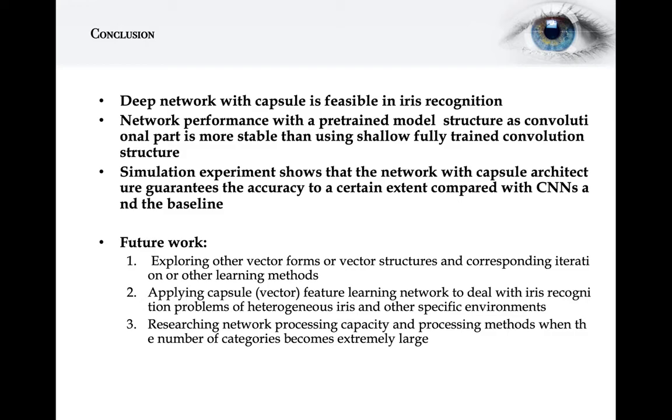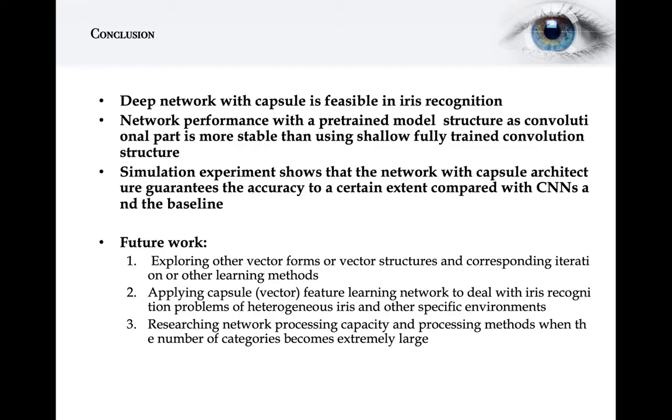In conclusion, the deep network with capsule network is very good at iris recognition, and the network performance with pre-trained model structure as the convolutional part is more stable than using the shallow fully trained convolutional structure. Also, the simulation experiments show that the networks with the capsule architecture are more stable and have a higher accuracy than the networks with CNN, the baseline model.